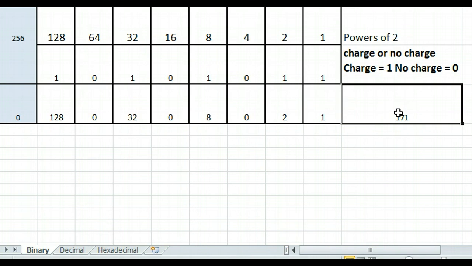Okay, so not very difficult to change a binary number into its decimal equivalent. Again, multiply down, and then just add across.